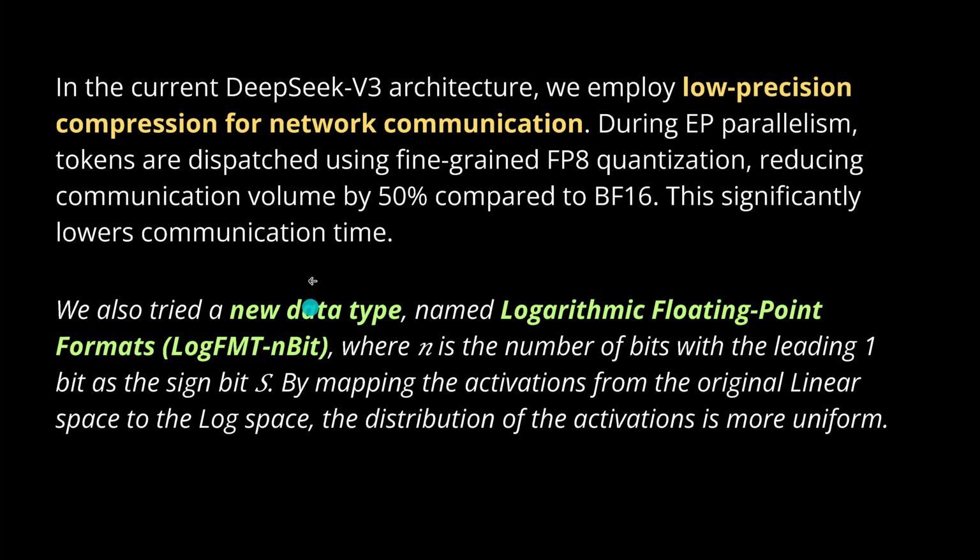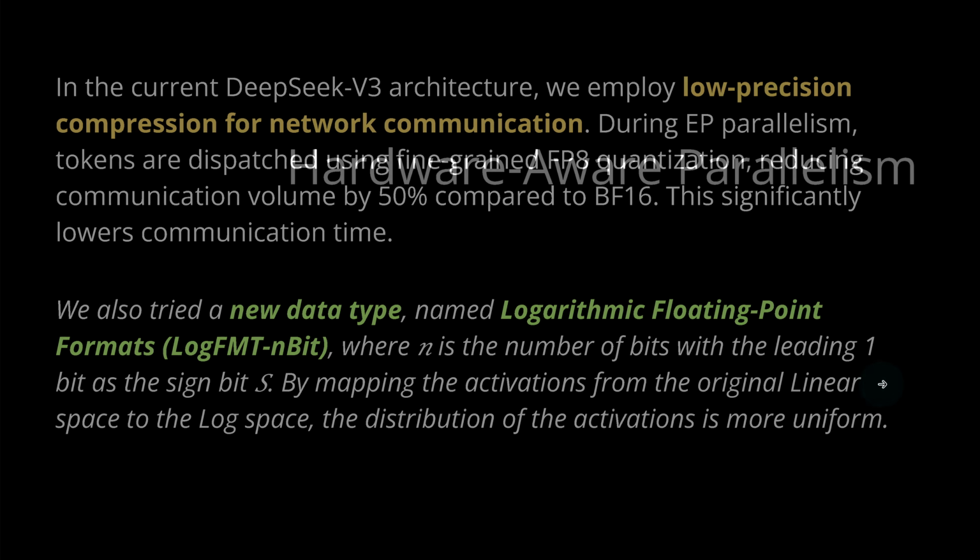And they said, yeah, you know what? We just came up with a new data type, a logarithmic floating point format, LogFMT-n bit, where n is the number of bits, with the leading one bit as the sign bit. And by mapping the activation from the original linear space to the log space, the distribution of the activation is now more uniform, and it improves the performance. And I have to tell you, amazing. Read more about this in the paper.